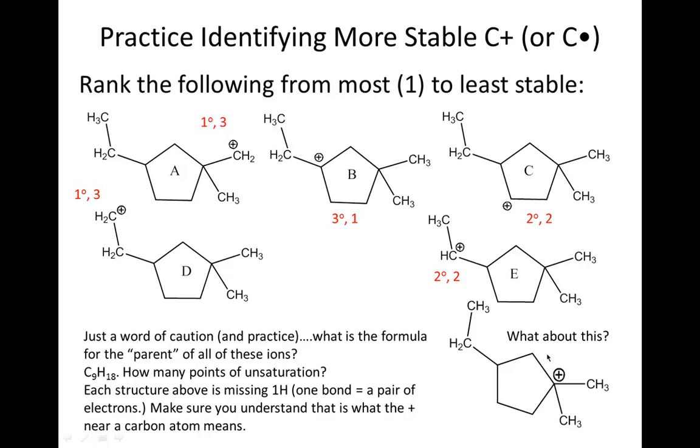What if we tried this structure? Is that possible? No, you can't have that, because that's a quaternary carbon, and you can't put a charge there because that carbon already has its 8 electrons around it. So no, you can't have that. So there's no such thing as a quaternary carbocation.